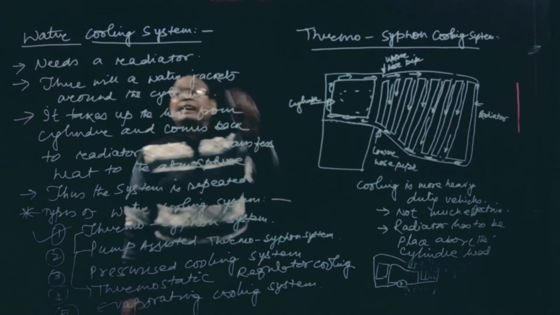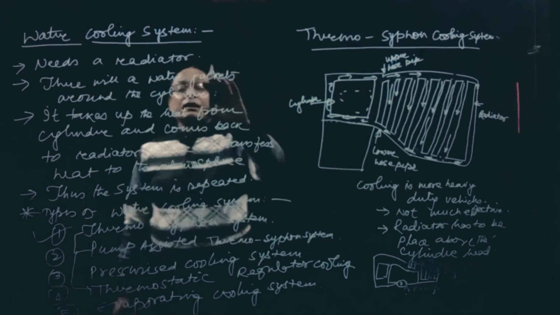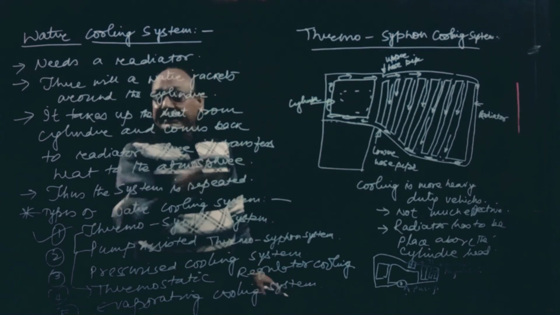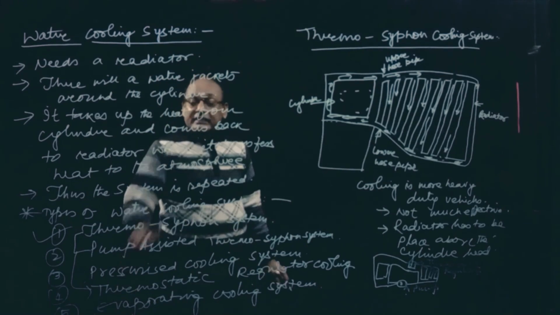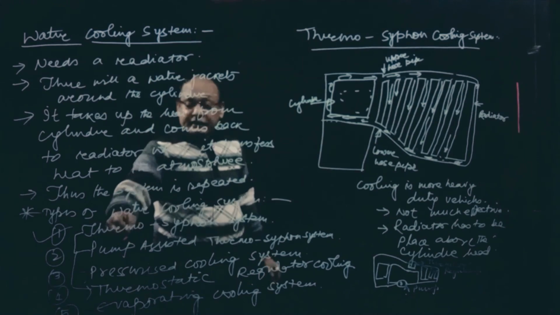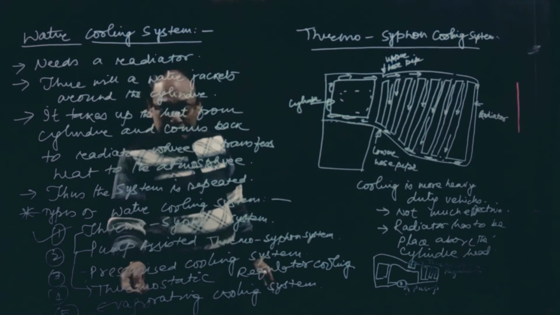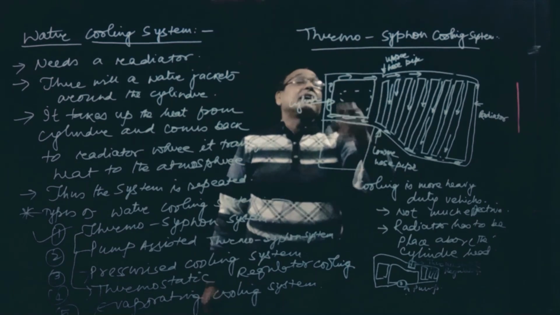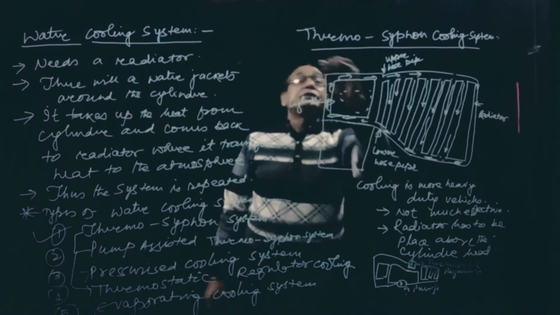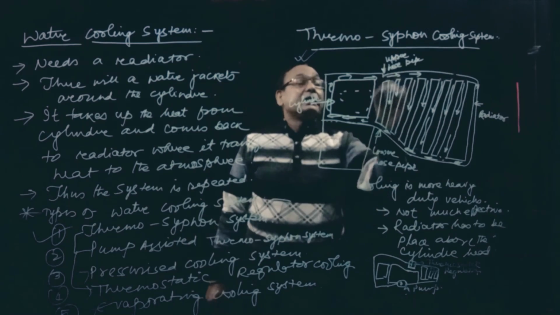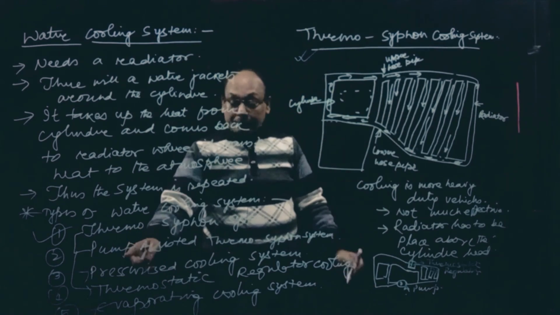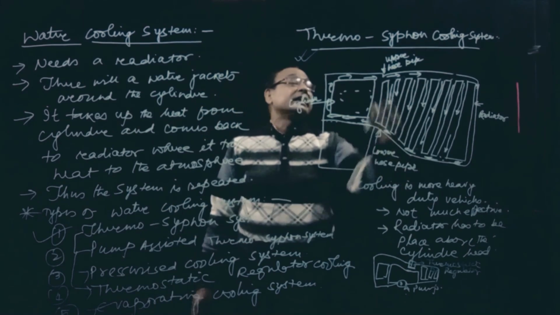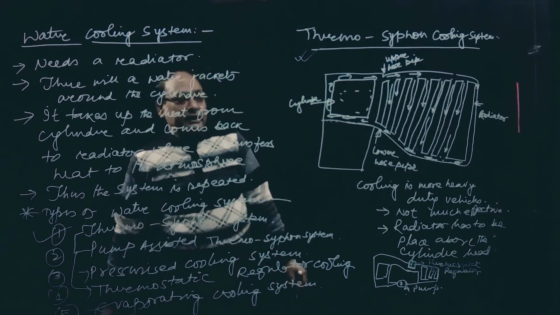For this we need radiator. There will be water jacket around the cylinder. It takes up the heat from the cylinder and comes back to the radiator where it transfers the heat to the atmosphere. Thus the system is repeated. So types means thermosiphon, pump assisted, thermostatic regulator, pressurized cooling and evaporative. That I have discussed here. Thermosiphon cooling system is one of the important, and modification of this we can do by pump assisted. Here we can use the pump as well as thermostatic regulators. By this way water cooling system is completed.